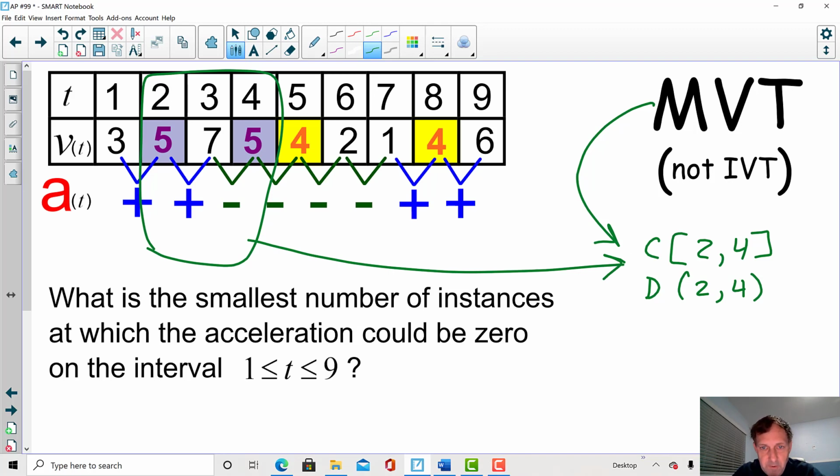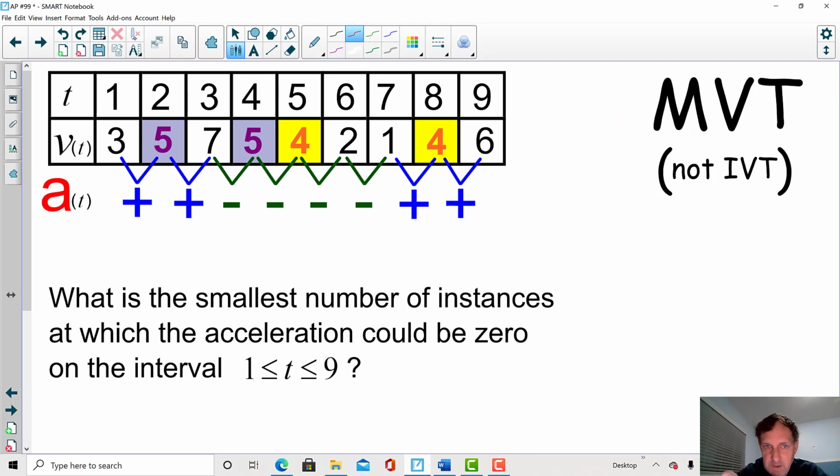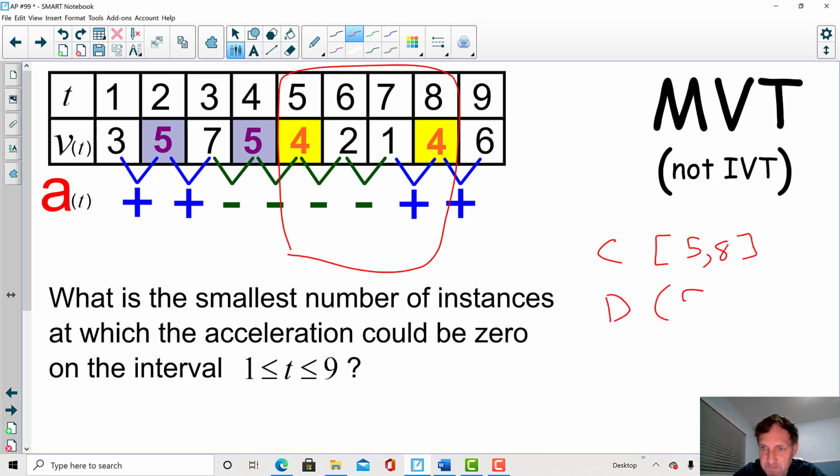I think the missing component for this question is it's supposed to say that the velocity is differentiable on the entire interval from 1 to 9. Again, in order to use the mean value theorem on this interval right here, our function must be continuous from 5 to 8. So that's going to be a closed interval. And we must be differentiable on the open interval from 5 to 8. So you'll see when you do this question on your homework, it does say at the top that the function v of t is differentiable on the entire interval. So of course, if the function is differentiable on that interval, it's also going to be continuous on that interval.